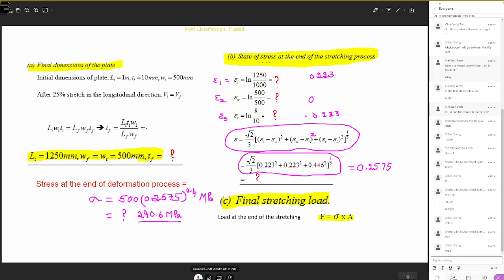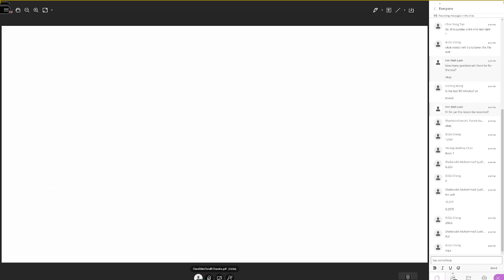So the final stretching load, I'll just leave it to you to calculate. You can use the formula: stress is force over the area acting. All right, so I leave this to you. You know the area of the plate, then you know the stress. So you can easily calculate the force acting on the plate, or the final stretching load, at the end of the deformation. All right.